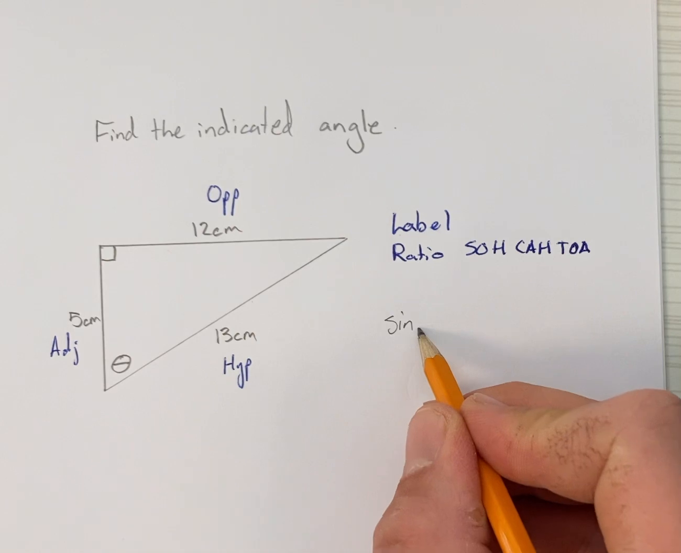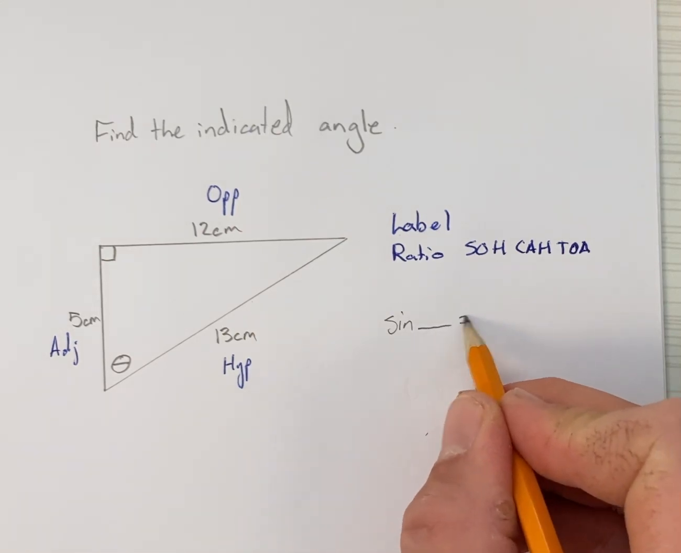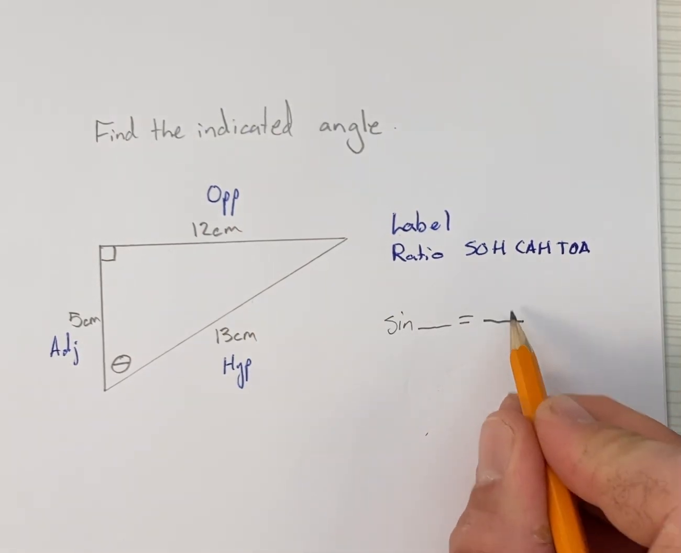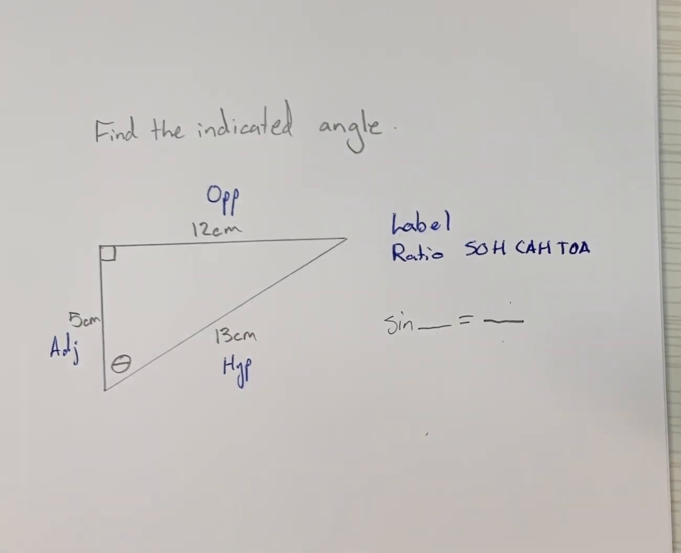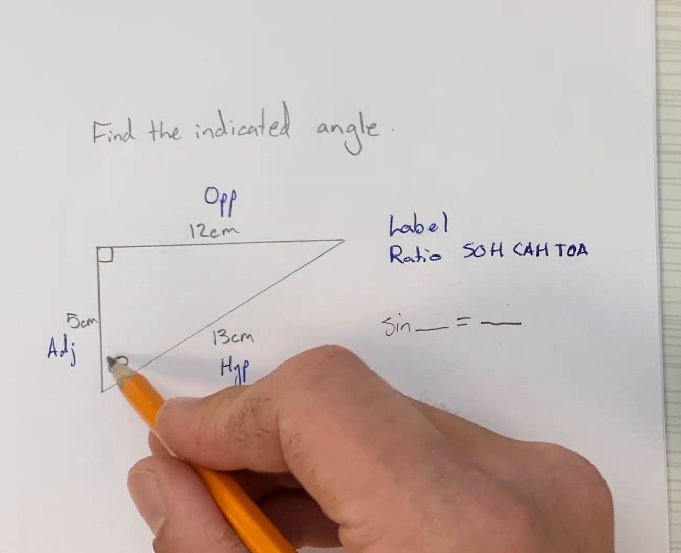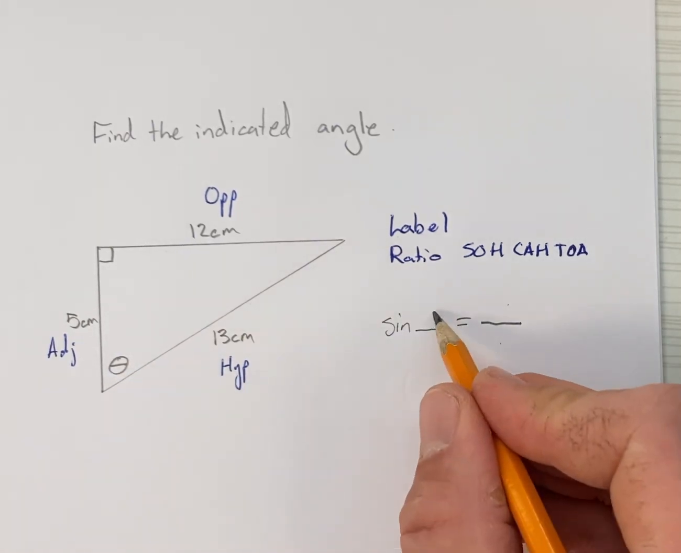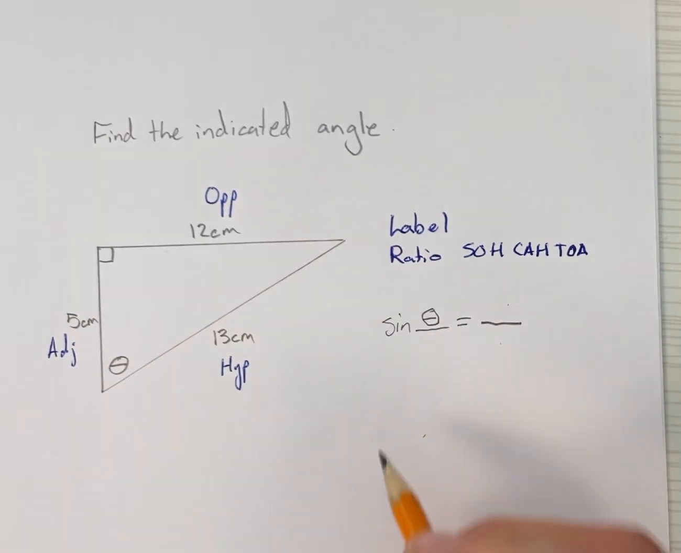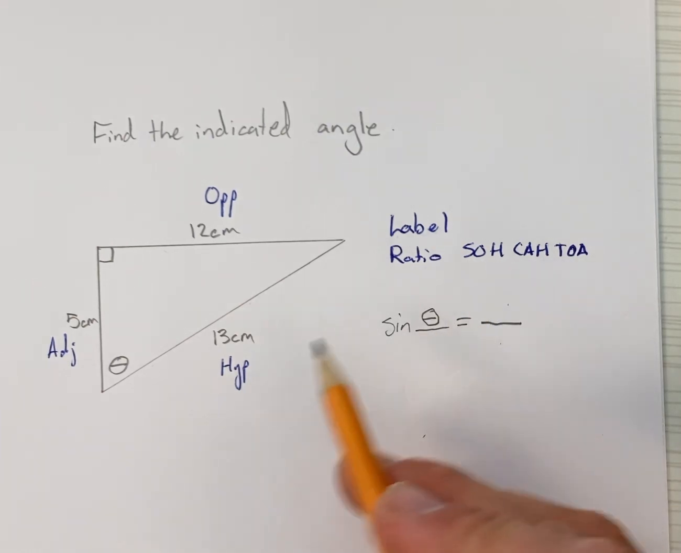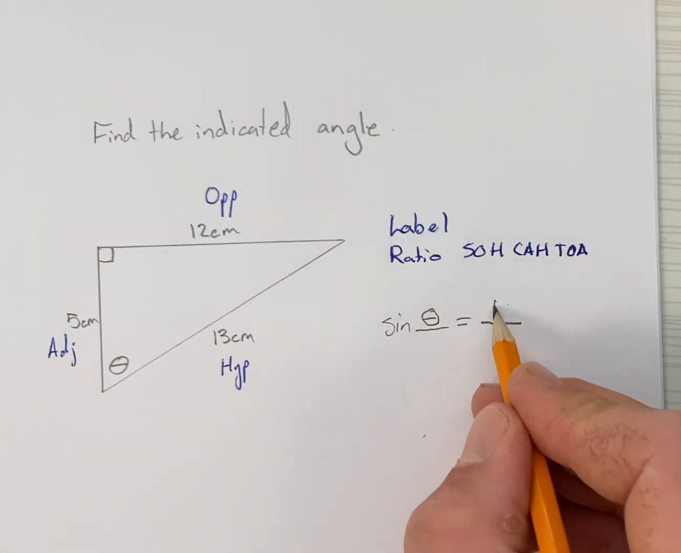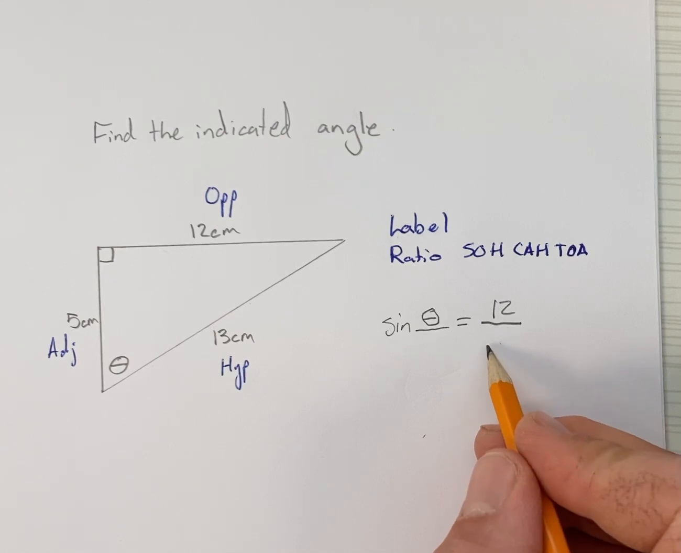So we're going to pick sine, which means I'm going to write the sine, and I'll leave room to put my indicated angle, is equal to, and I'll create a ratio of my opposite over my hypotenuse. So my indicated angle here is theta. I don't know it, it's a variable, and I'm going to put it inside the sine function. And I'll put the opposite over the hypotenuse. So the opposite is 12, and the hypotenuse is 13.